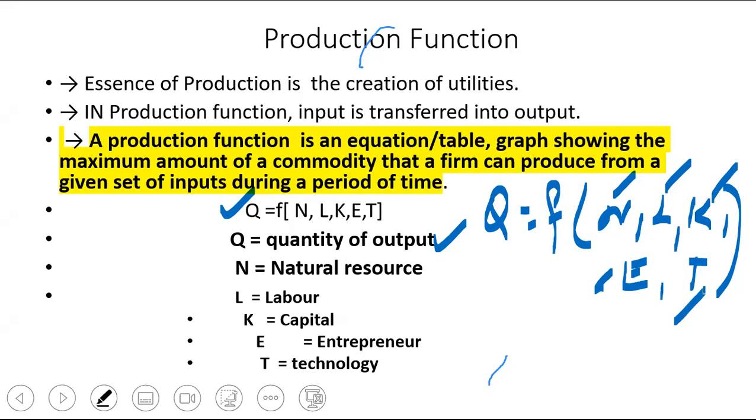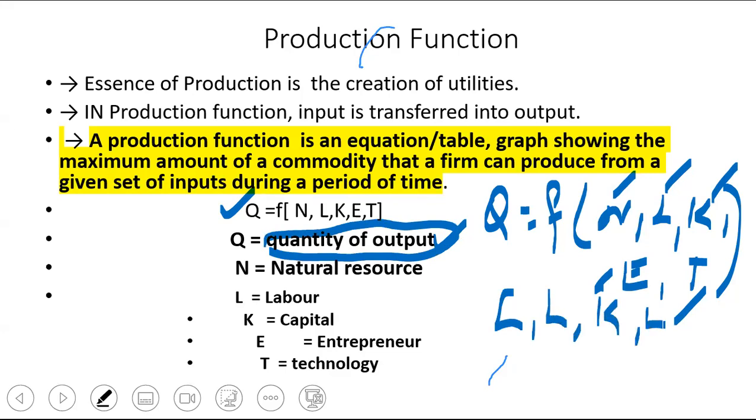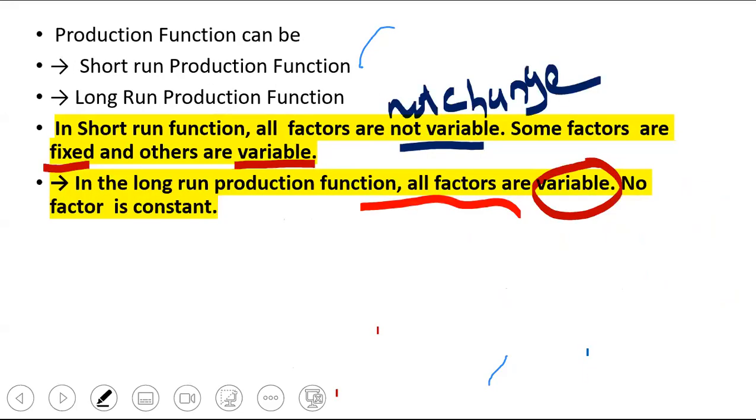N is nothing but land. L stands for labor. K stands for capital. E stands for producer or entrepreneur. And T stands for technology. So Q is quantity of output. Output is the function of land, labor, capital, entrepreneur, and technology. This is the production function.